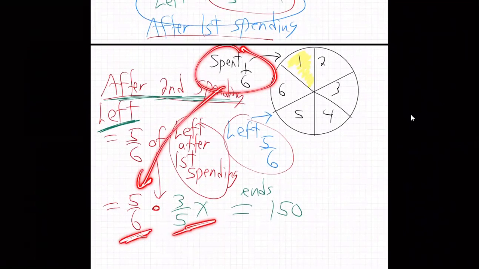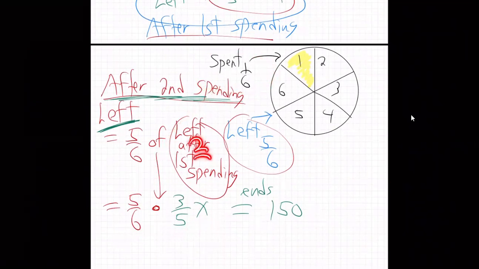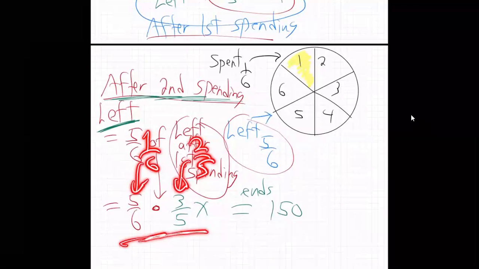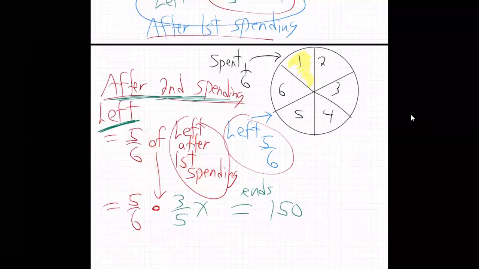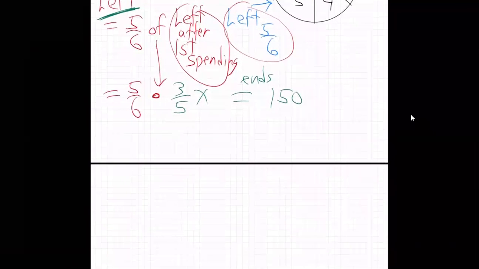So I'm always going to what is left, notice? She spent 2/5, so that leaves 3/5. She spent 1/6, so that leaves 5/6. So this is the amount left, which equals $150. So there's the equation we need to solve: 5/6 times 3/5 X is 150.